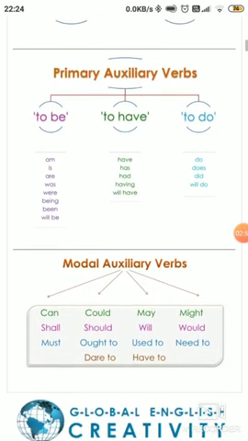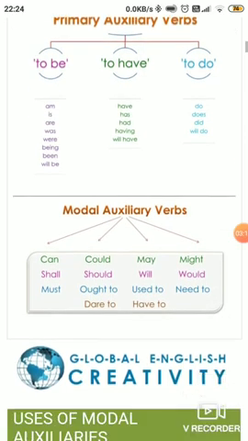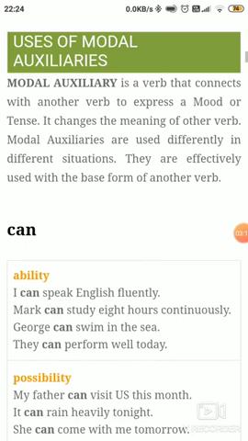Now let's have a look at modal auxiliary verbs. Modal auxiliary verbs, basic four branches here. Let's see: can, could, may, might, shall, should, will, would, must, ought to, used to, need to, dare to, have to. Now one by one we are going to deal in detail, but before that, first we'll have a look at uses of modal auxiliaries.